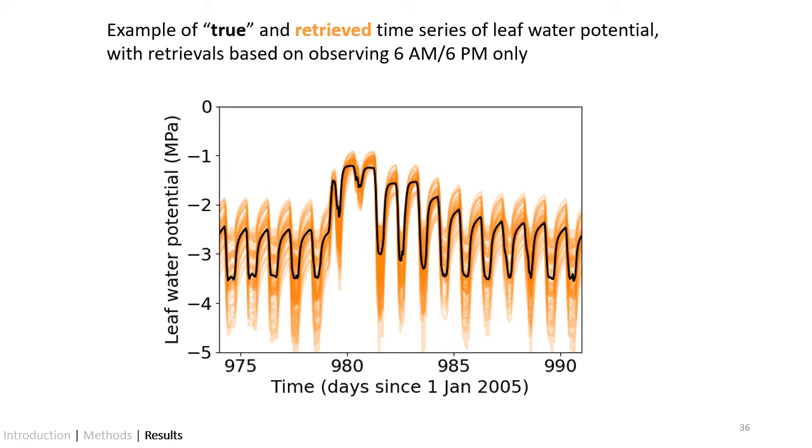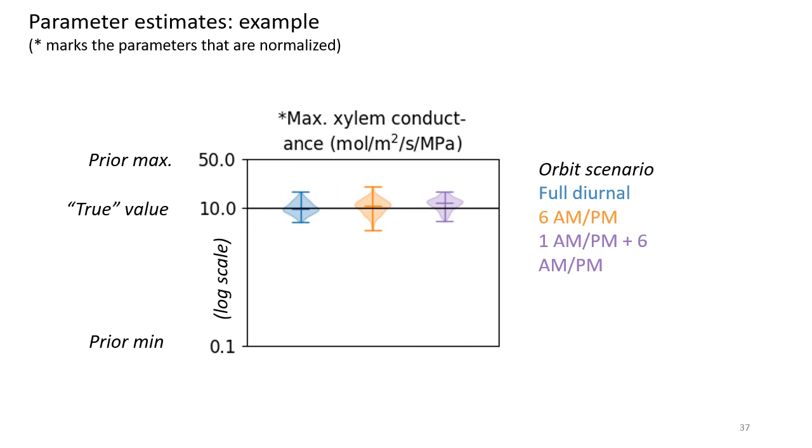Now here's the same time series, except now in orange, we're showing the retrievals based on twice daily observations. So there's a lot more uncertainty. There's a lot more spread around the true value. And I should mention that this difference in uncertainty is not due to the sheer number of observations being different, which it is, but we've controlled for that by normalizing the likelihood of each observation by the total number of observations. And here's an example of the differences in parameter estimates of plant hydraulic parameters.